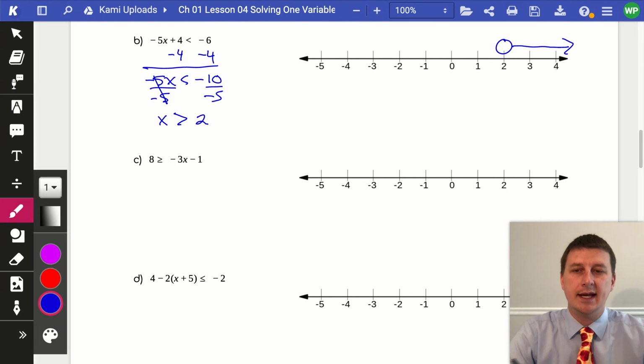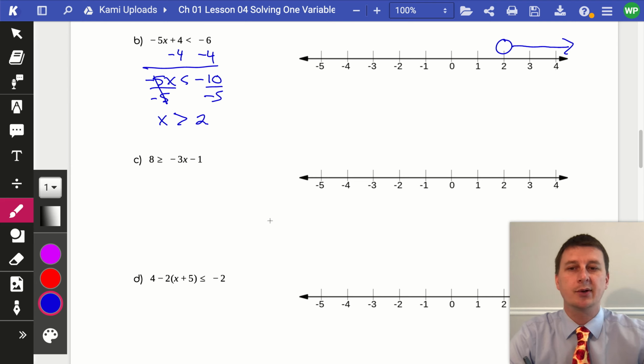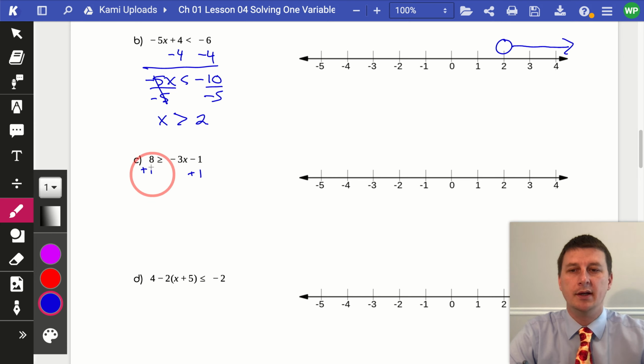Going on to part C now, this is the first time that we're seeing an 'or equal to' inequality. So this one in this case is greater than or equal to. And again, I'm going to move all my constants to one side and my variables to the other. I have all my variables on the right, so I'll keep them there. And I'm just going to move this minus 1 by adding 1 to both sides. I'll have 8 plus 1 gives me 9. It's greater than or equal to negative 3x.